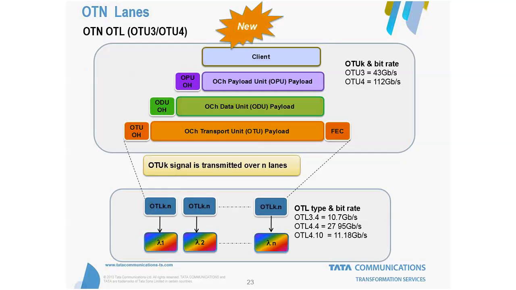OTL-K.N. This is nothing, just see this. OTL 3.1 is 10.7, that is 10G. And here you have OTL 4, which is equal to 27, but we normally say 25 when we give it to the customers, and OTL 4.10. If you are interested, you can tell your comments on our Tech Talk forum, so that OTN lanes itself can be discussed in another session.